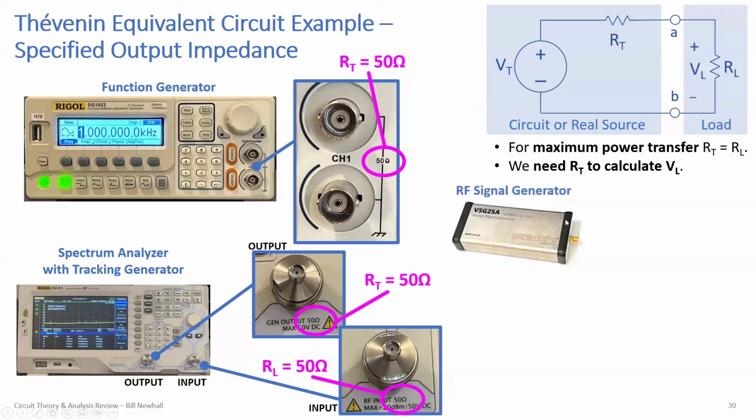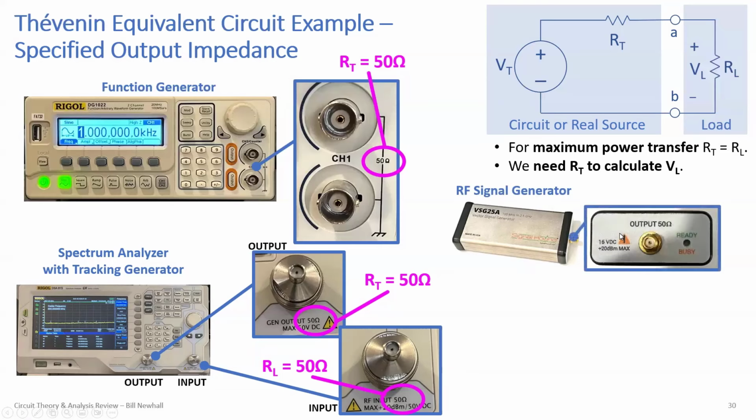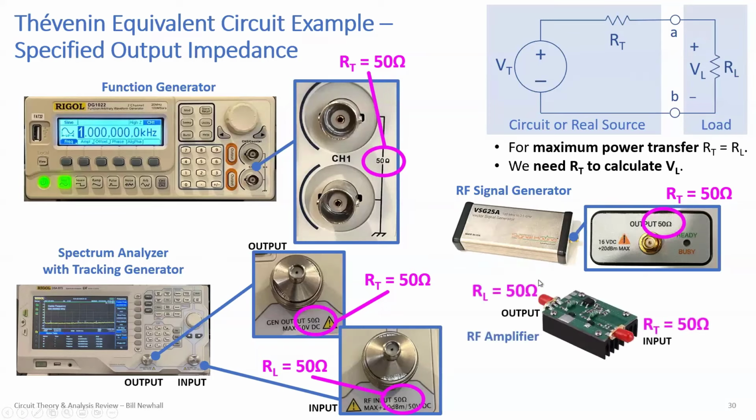Here's another RF signal source. This RF signal generator shows output 50 ohms. Okay, again, 50 ohms is common for RF equipment, RF circuits, except for television. Anything related to TV in your house is 75 ohms, not 50 ohms.